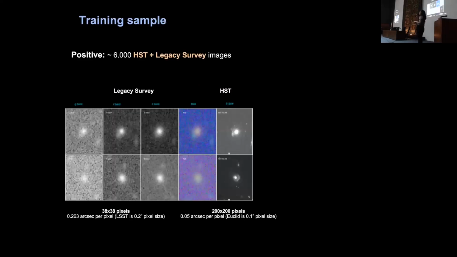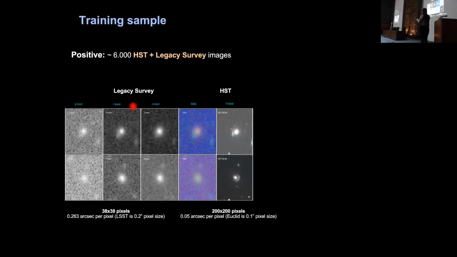So for the training sample, it was very difficult to try to find images, and I know that maybe 6,000 images is not enough, but we are still creating more mock images because we have a lot of galaxies. I'm still searching for more galaxies. HST doesn't have a very big number of images. So we more or less have 6,000 HST and Legacy Survey images.